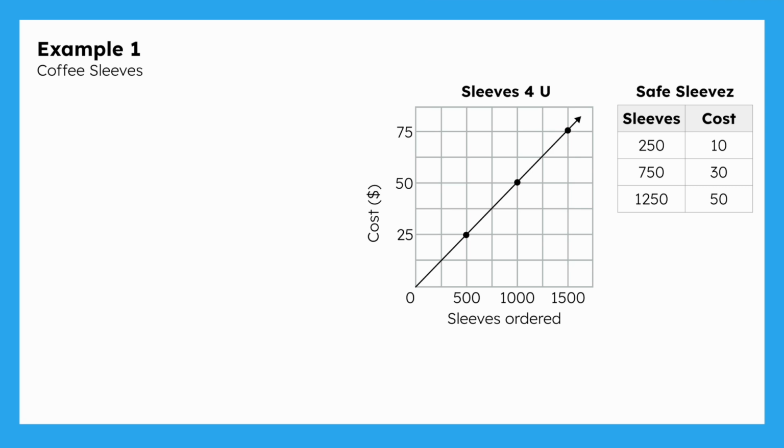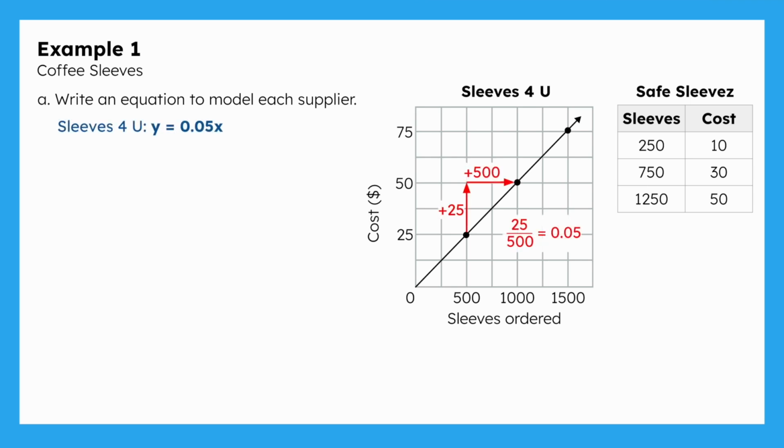In example 1, we are ordering coffee sleeves so our customers don't burn their hands. We are choosing between two suppliers, Sleeves for You and Safe Sleeves, and we're ordering 3,000 sleeves for the first month of business. In part A, we're asked to write an equation to model each supplier. Sleeves for You is modeled by the equation y equals 0.05x, and Safe Sleeves is modeled by the equation y equals 0.04x.